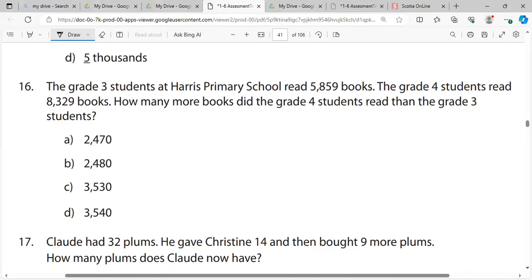The grade 3 students at Harris Primary School read 5,849 books. The grade 4 students read 8,329 books. How many more books did the grade 4 students read than the grade 3? So once you see more than and so forth, you can know that there's a difference. If they say how many they read combined, you can know that it's going to be addition. But from here, they say how many more? You know, some subtraction on the board. Alright, so let's take the bigger one, which is the grade 4, 8,000.